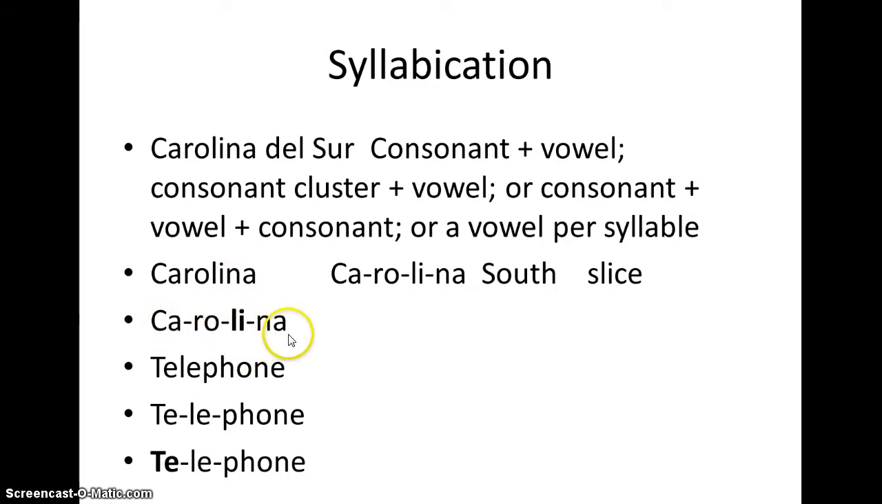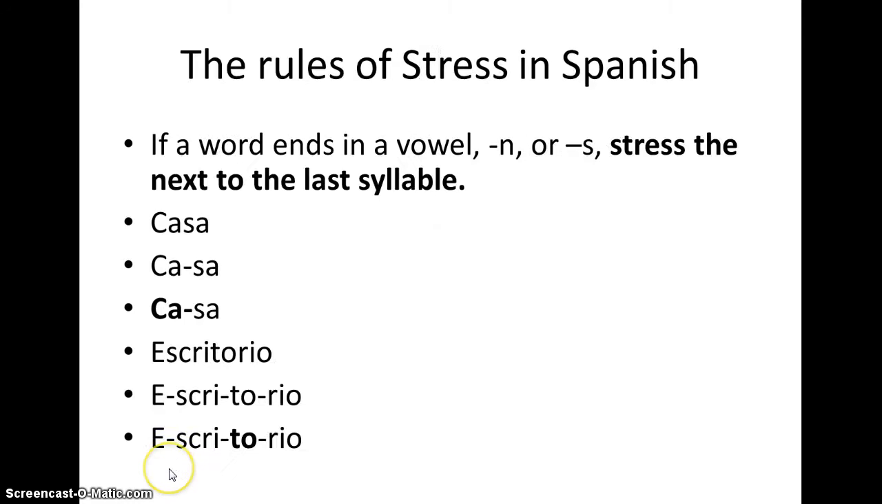Carolina. Let's say this word in English. Telephone. By the way, how many syllables are there? Telephone. 3. Now, which one is stressed? Answer the telephone. We stress the first syllable in English, telephone.